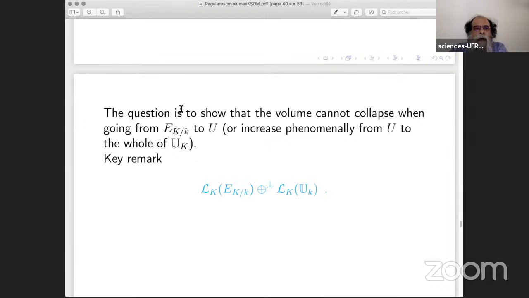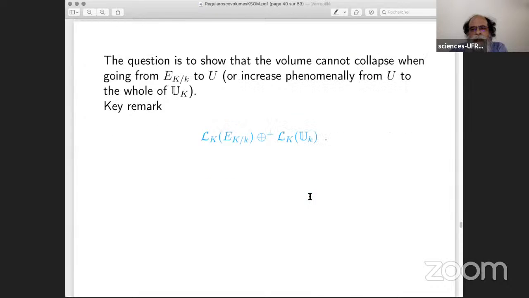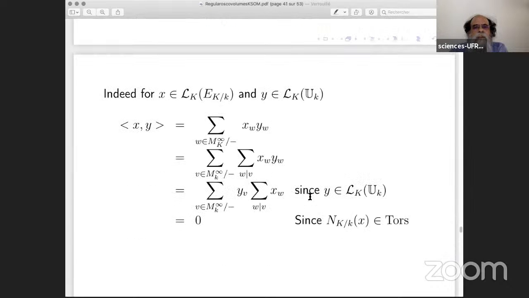So to show that the volume cannot collapse or increase very phenomenally, you have a key remark, that the relative units and the units of the small fields are in fact in orthogonal complement. So you have an orthogonality relation. So this goes back to Bertrand. It's an easy exercise. You take two things.